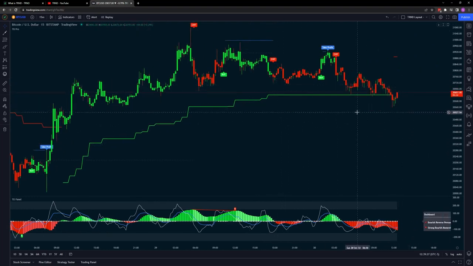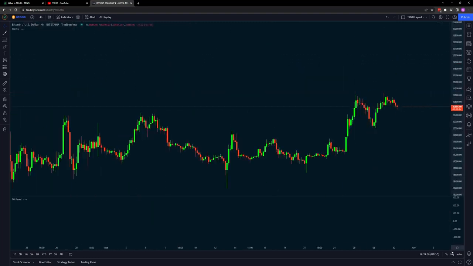As you can see here on our Bitcoin 15-minute time frame, we have a red line forming. That means we just broke our support level. This does work with multiple time frames. So if we go to the 4-hour, we'll have a different 4-hour trend.